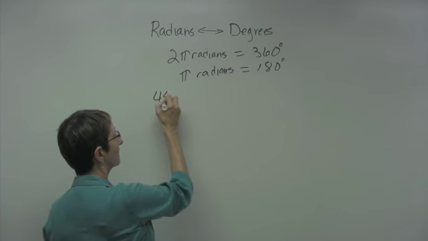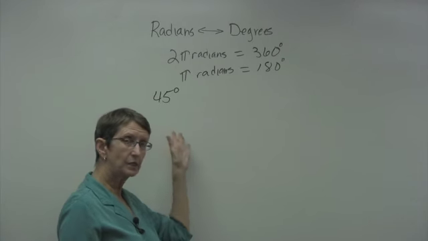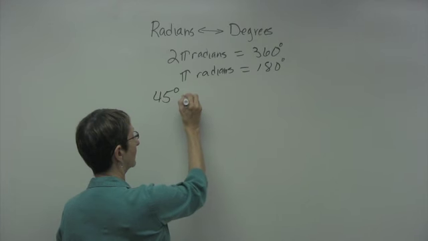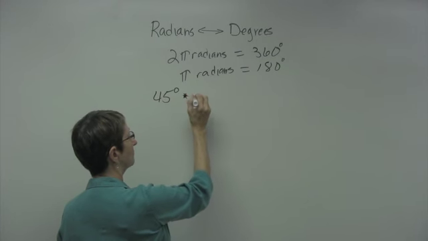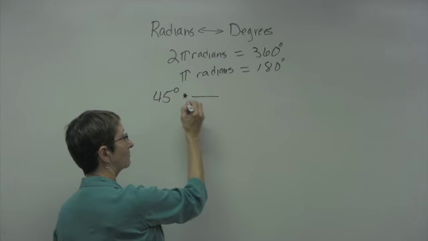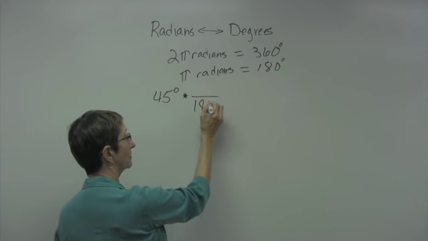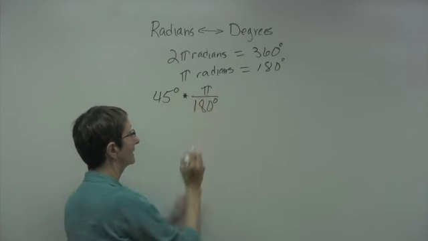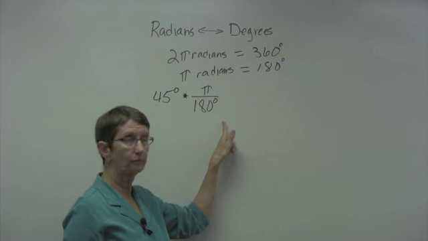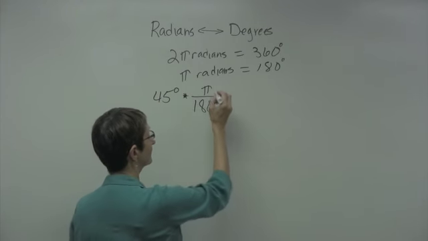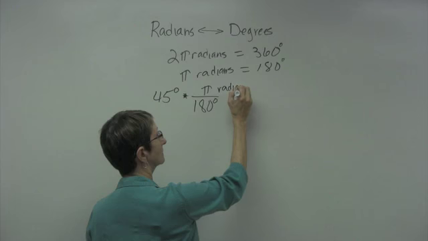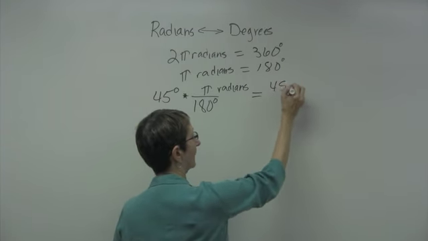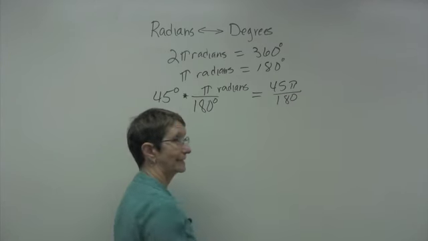So let's take that 45-degree angle. Since this is in degrees, I want to make it radians. So I'm going to multiply by whatever I need to get rid of degrees and make it radians. I'm putting degrees on the bottom, so my degree units will cancel. So it's pi for every 180 degrees. The degree units cancel, and this is pi radians. And so this angle in degrees is equal to 45 pi over 180 radians.